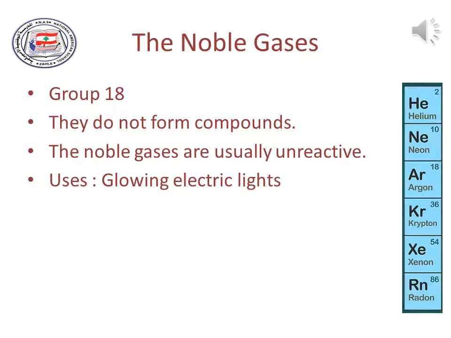The noble gases. The elements in group 18 are known as the noble gases. They do not form compounds because atoms of noble gases do not usually gain, lose, or share electrons. So the noble gases are unreactive. Uses of noble gases. Noble gases are used in glowing electric lights. These lights are commonly called neon lights, even though they are often filled with argon, xenon, or other noble gases.